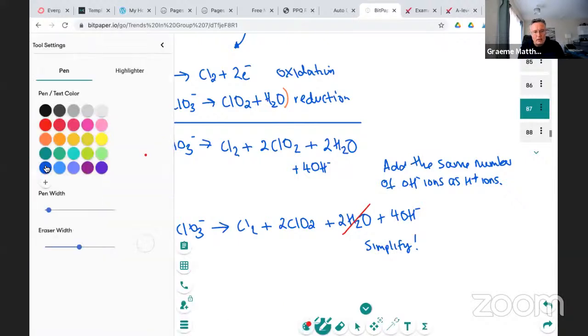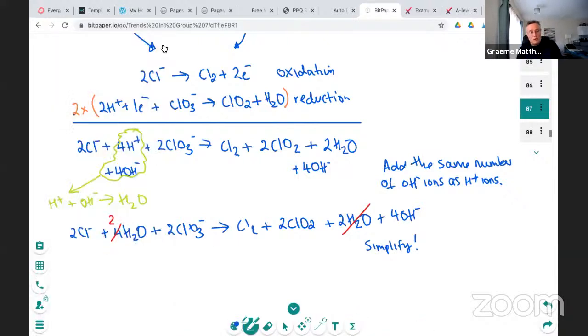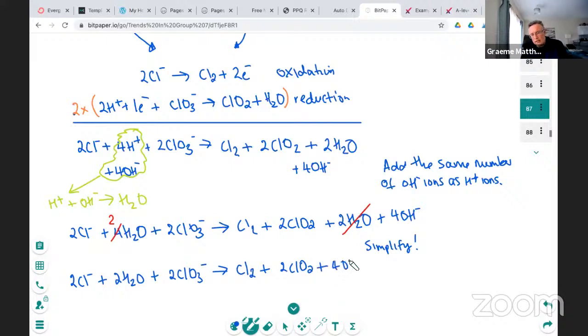So here we are then, our final answer, and we'll do one more, is this one. Look, it's 2Cl minus, like this, and 2H2O, plus 2ClO3 minus goes to Cl2 and 2ClO2 and 4OH minus, like this. Right, done.